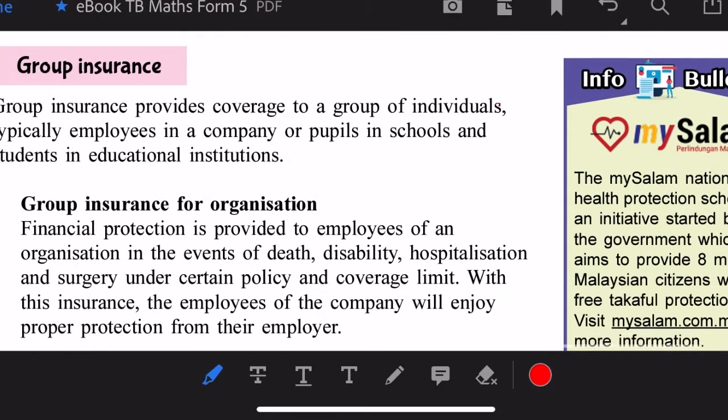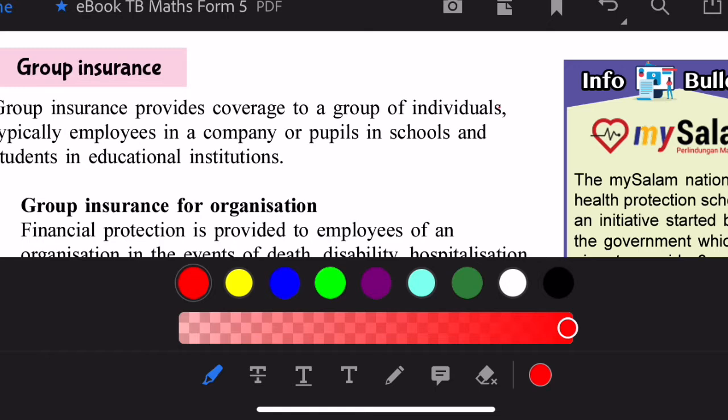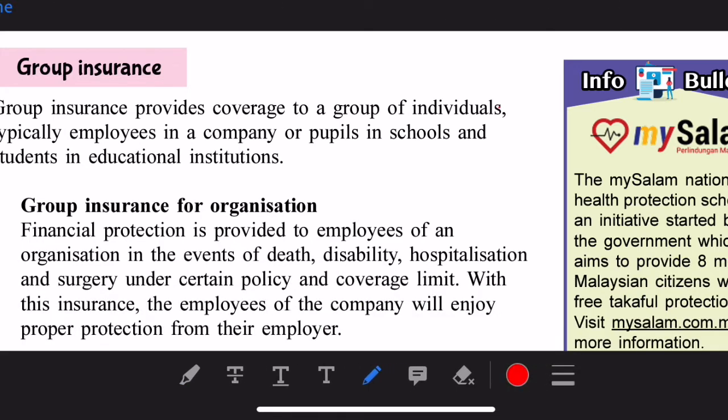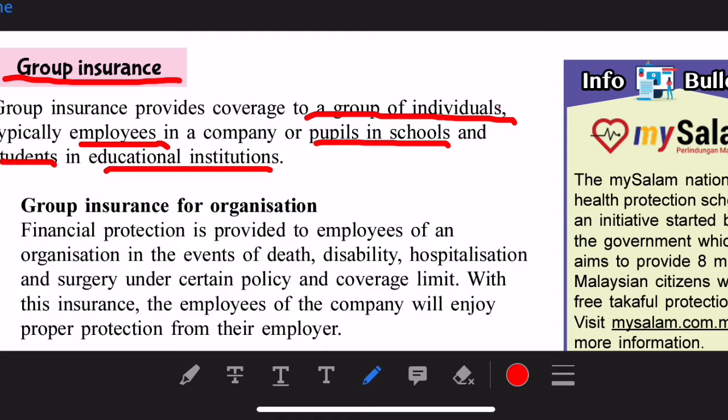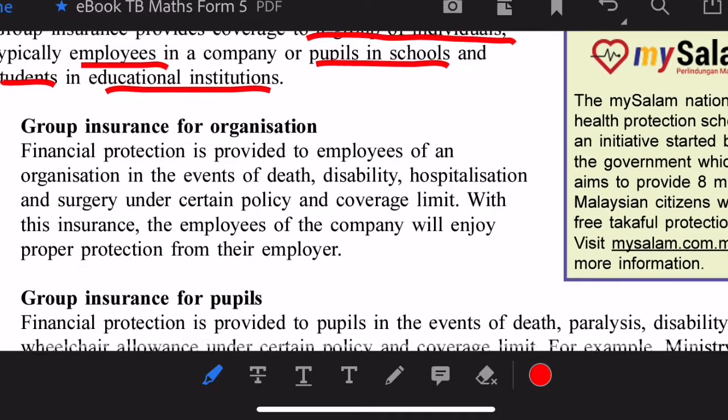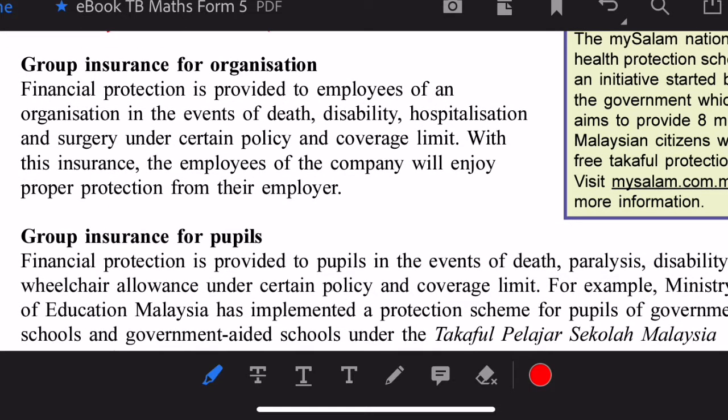Alright, so let's discuss group insurance. Group insurance provides coverage to a group of individuals, typically employees in a company, pupils in schools, and students in educational institutions. Group insurance for organization.